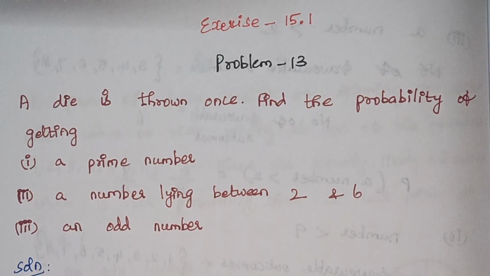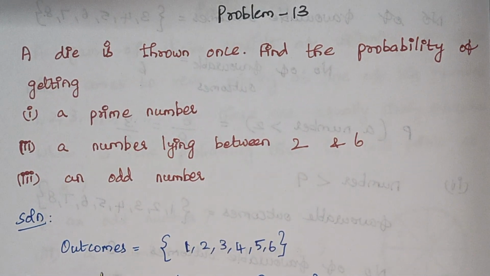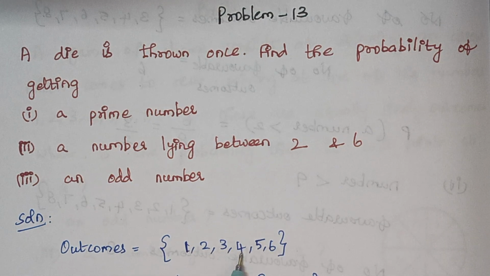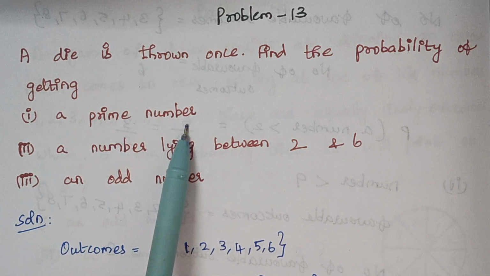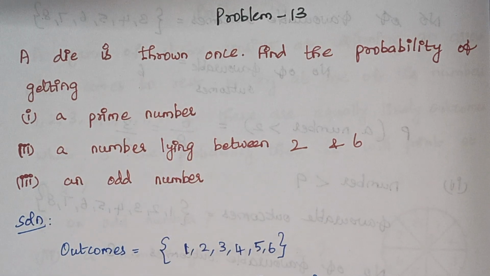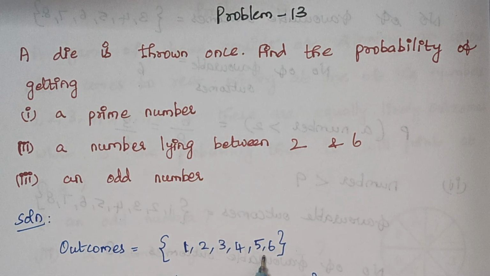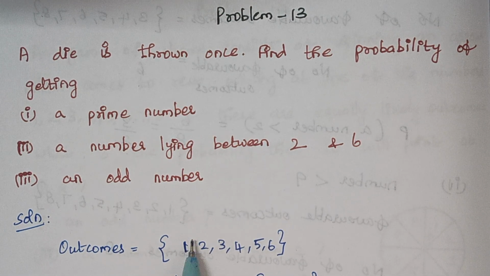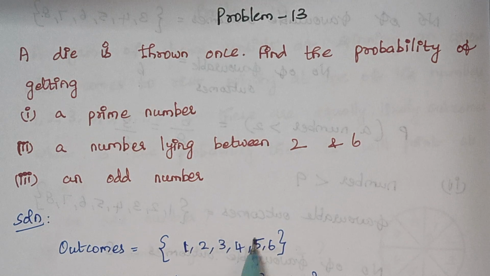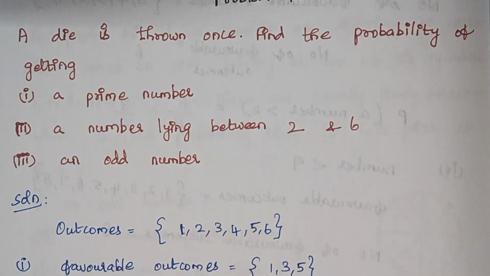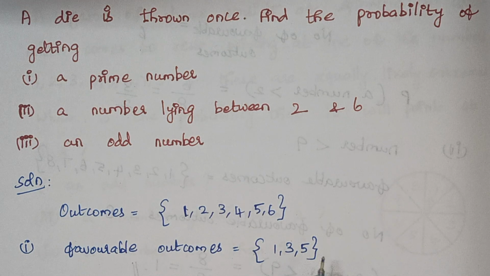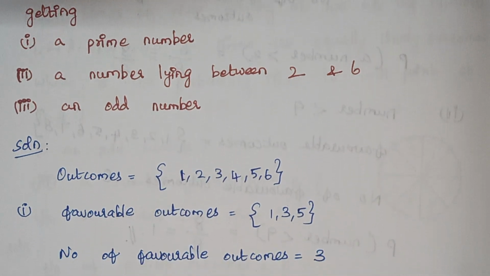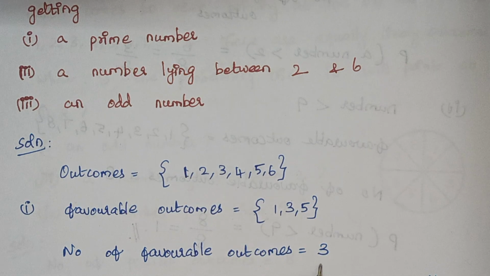So here what are all the maximum outcomes? The maximum outcomes are 1, 2, 3, 4, 5, 6. And here what is your first question? To have a prime number. So here among these 6 numbers, what are all the prime numbers? So here we are having 1, 3 and 5. So for the first option, the favorable outcomes are 1, 3 and 5. So how many numbers do we have? We have 1, 2, 3. 3 numbers. Therefore, number of favorable outcomes is equal to 3.